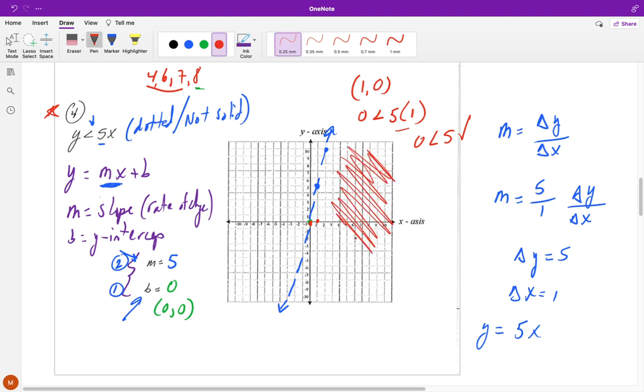So then we need to shade in this region here. And every single point in this shaded region will satisfy this inequality. So they are all the solution. All right. So let's go ahead and move on to the next one.